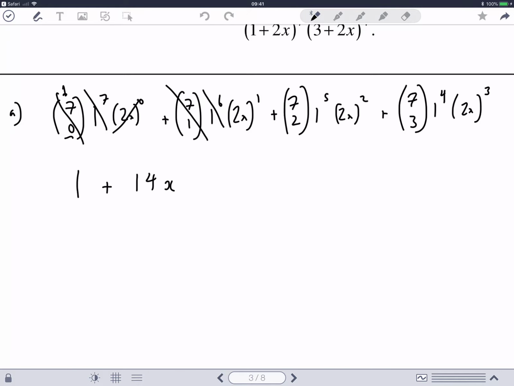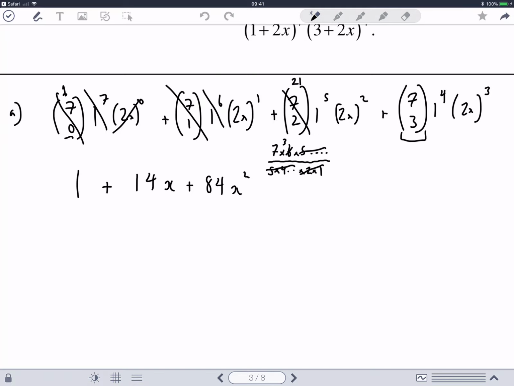14x. 7 choose 2 will be 7 factorial, which is 7 times 6 times 5 and times the rest, over 2 factorial, which is 2 times 1, times by (7 minus 2), which is 5 factorial, so 7 times 6 and so on. The 5 factorials will cancel, and 7 times 6 is 42, but divided by 2 down here is going to give 7 times 3, which is 21. (2x) all squared is going to be 4x squared, so 4 times 21 is going to give 84x squared.